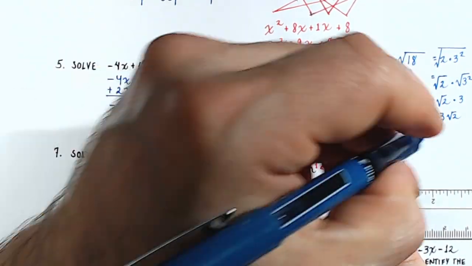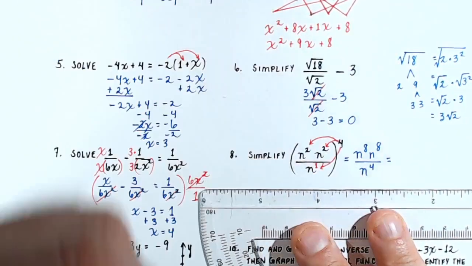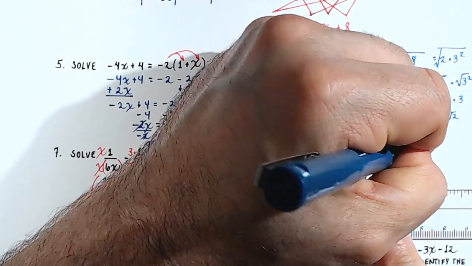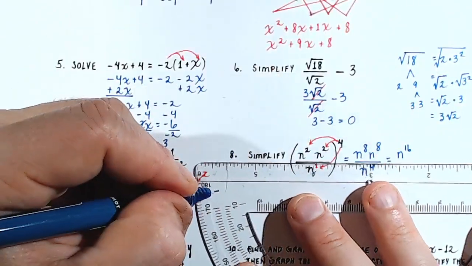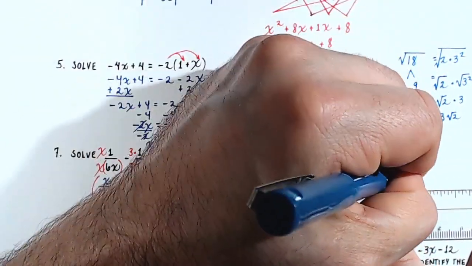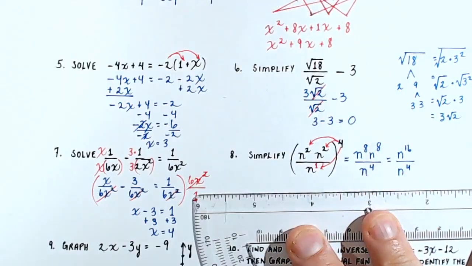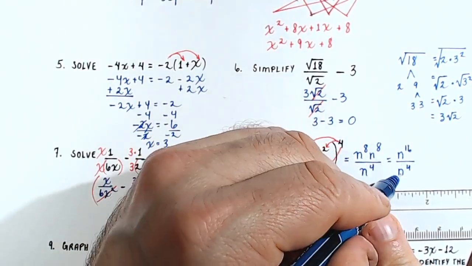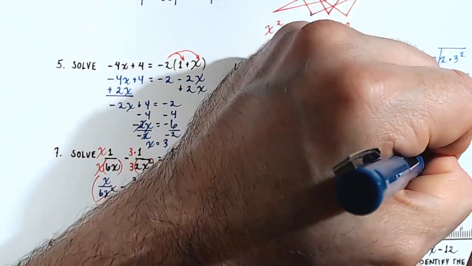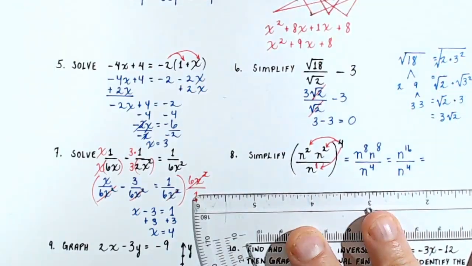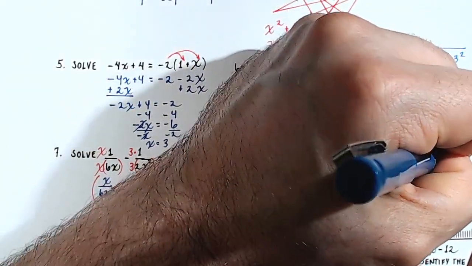Well, n to the 8th times n to the 8th, we apply the product rule of exponents and add those exponents, and that would be n to the 16th over n to the 4th. And now I use the quotient rule, which says when I divide bases that are the same, I subtract the exponents. So I have n to the 16 minus 4, which is n to the 12th.